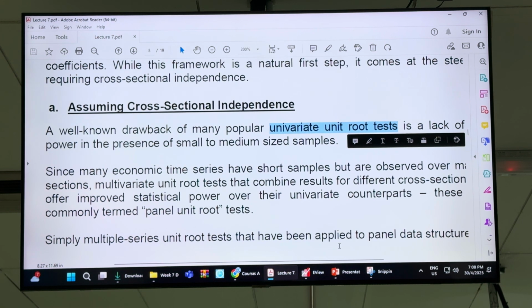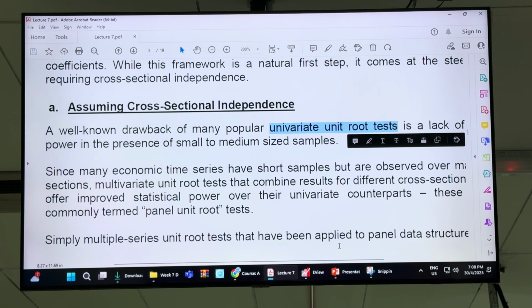Wow, uncountable. Are you going to get a headache? Migraine already. That's why the panel unit root is coming. The panel unit root will help you solve this problem instead of running the univariate unit root, because the univariate unit root is only for a single country or single firm, a single series. If you combine them together, you actually estimate only one, the panel.